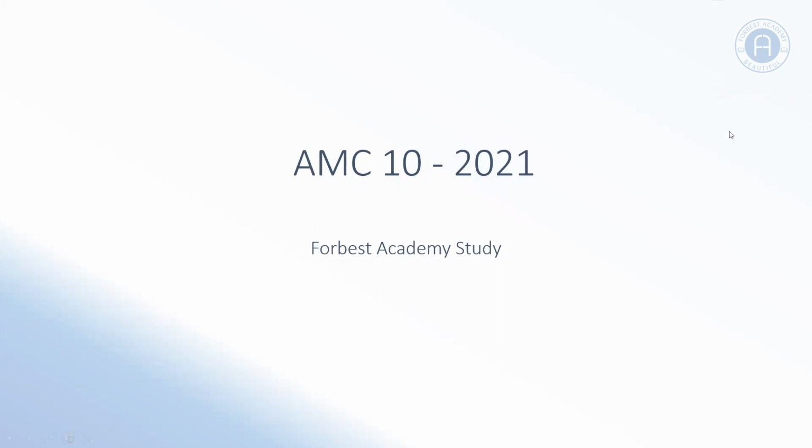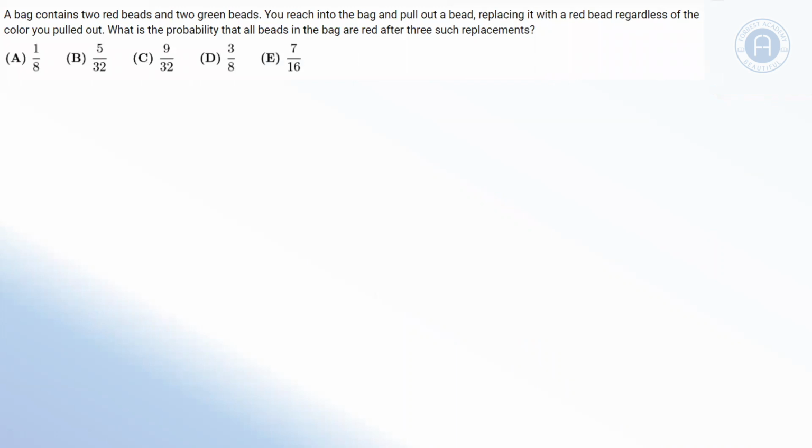So today's question: a bag contains 2 red beads and 2 green beads. You reach into the bag, pull out a bead, replacing it with a red bead regardless of the color you pulled out. What is the probability that all the beads in the bag are red after 3 such replacements? So essentially, we've got 3 events, event 1, 2, and 3, and we know that at the end of this, we need to have replaced both green beads with a red bead.